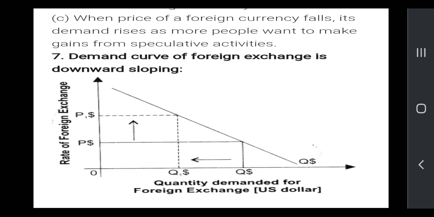So this is the diagram of the foreign exchange market. The demand curve DD is downward sloping as there is a negative relation between the price, the rate of exchange, and the quantity demanded of foreign exchange. On the OX axis we are showing demand, on the OY axis we are showing the rate of exchange. So when there is a high price, there is less demand, and when there is a low price, there is more demand. It shows the negative relation, and our DD curve is downward sloping because of the opposite relation between price and demand.